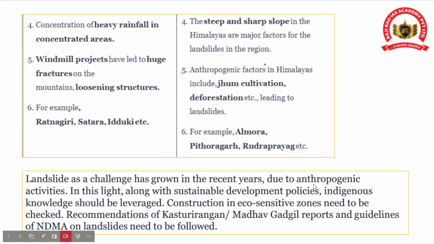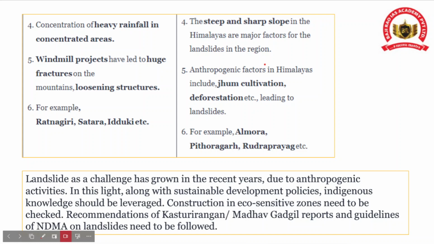That is mainly because of the increasing anthropogenic activities. So, in this light, along with the emphasis on sustainable development goals and sustainable development policies, the existing indigenous knowledge should be utilized. These existing indigenous knowledge systems will help control these landslides. For example, social forestry and agroforestry could take place. Such methods could be used to control landslides.